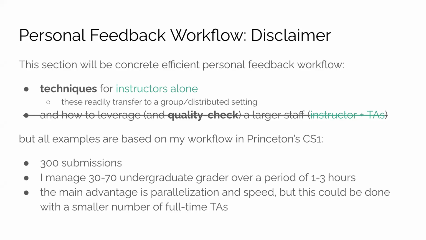All of my examples are based on my own workflow in Princeton CS1 course, where typically in a given term, I would handle 300 submissions a week. I'm able to do so with 30 to 70 undergraduate graders, each spending 1 to 3 hours. The main advantage of this parallelization is speed, but this could be done with a smaller number of full-time TAs. So for instance, if you don't have 30 to 70 undergraduates, but you only have, say, 1 or 2 grad students, the amount of work that they can provide might be larger than what these undergraduates can provide.